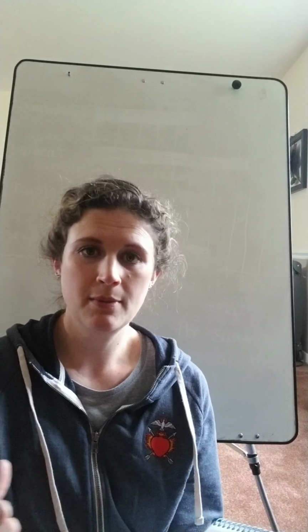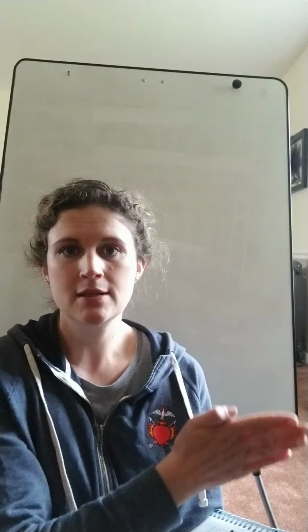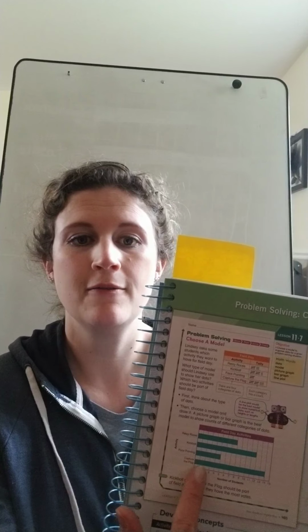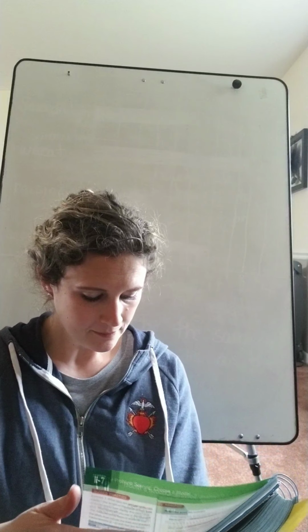The numbers are listed at the bottom this time, so bar graphs are going to be horizontal, and the activities are listed up and down along the side. So based on the tally marks, they colored their bar over to the number to match the tally. So kickball and capture the flag should be part of field day because they have the most votes. And that's easy to see when you look at your bar graph because those are the two bars that go over the furthest. All right?